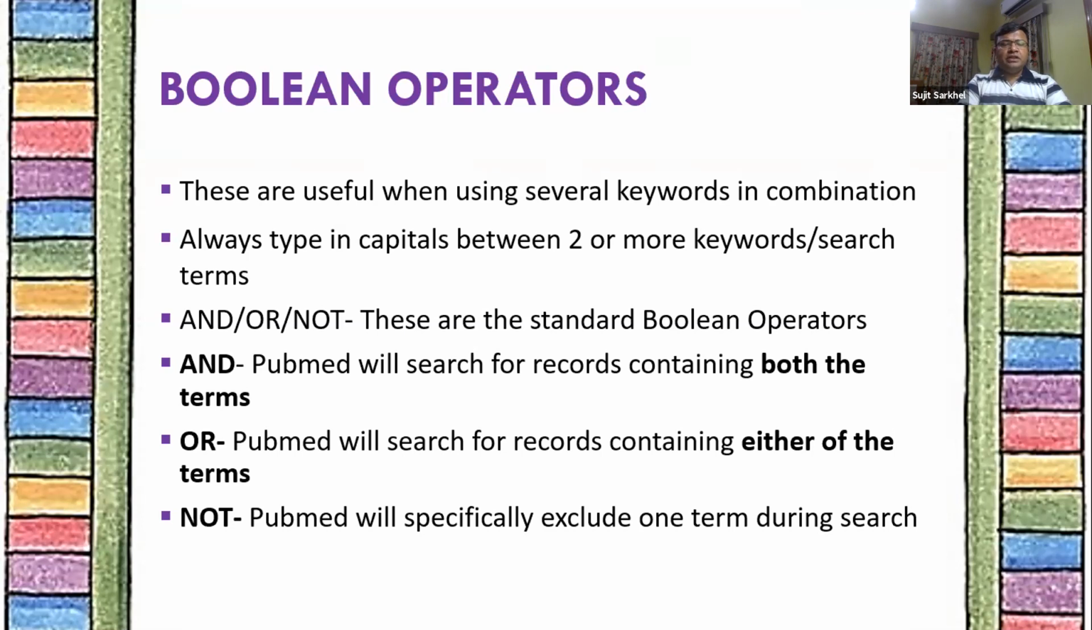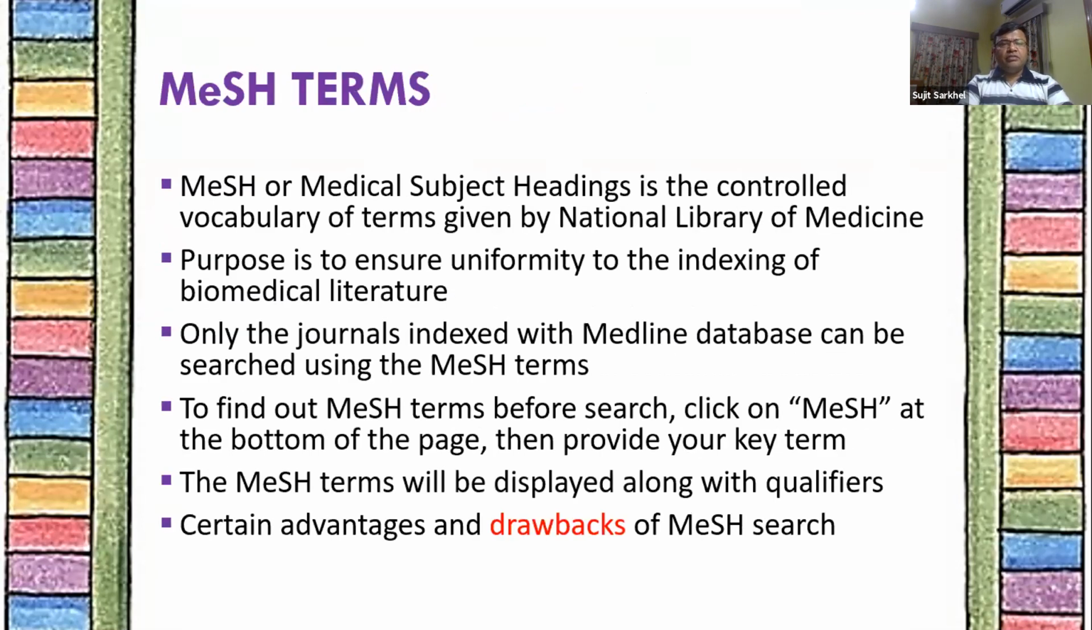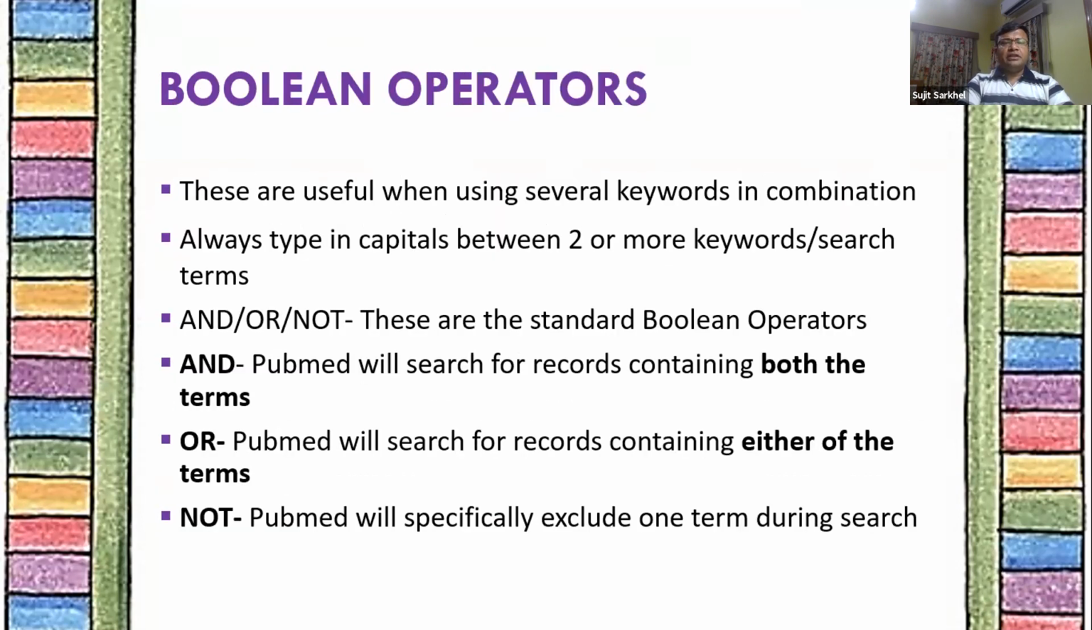These are the three Boolean operators. Okay, I'll come to MeSH terms later and I will show it again in PubMed.